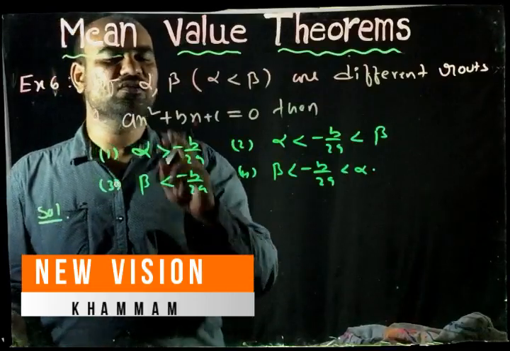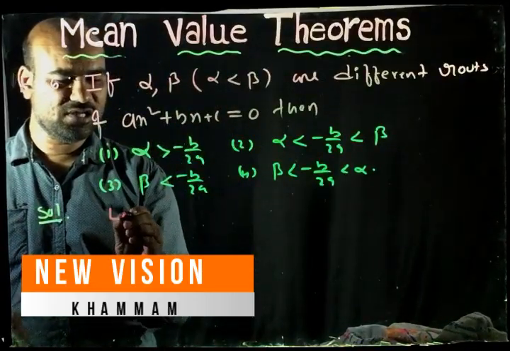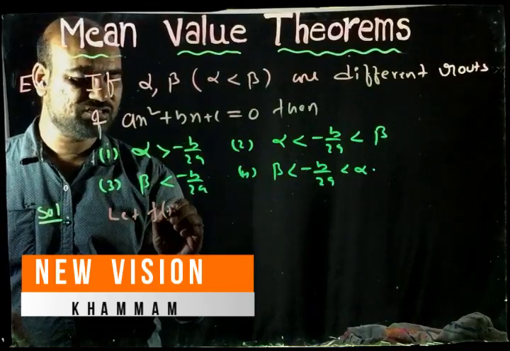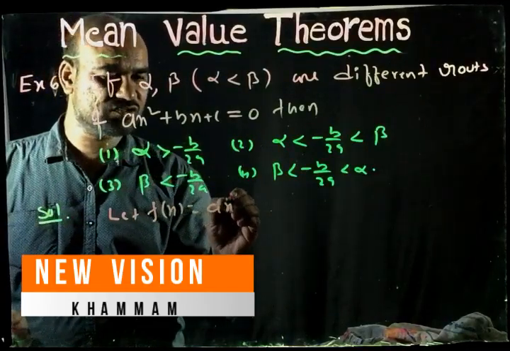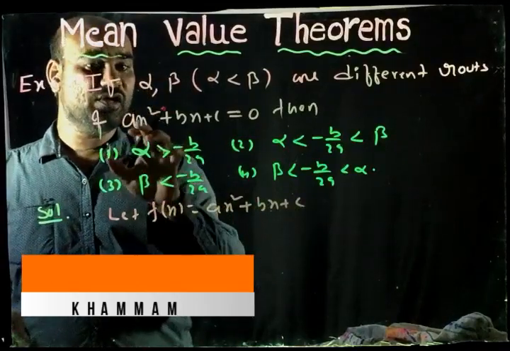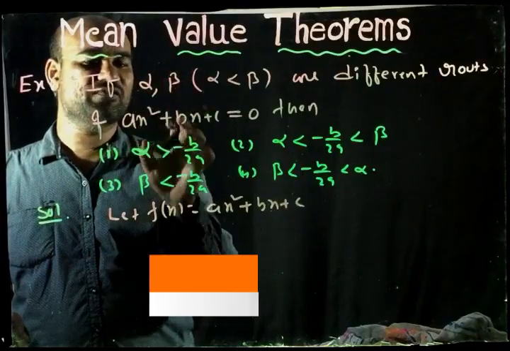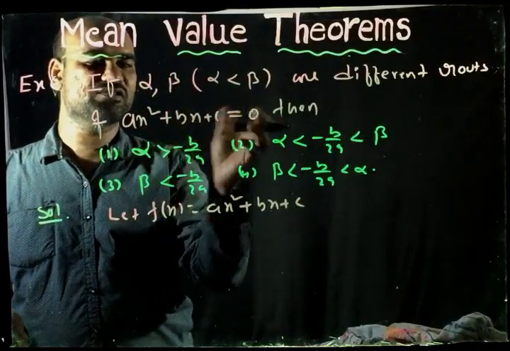First of all, alpha and beta are roots of this equation. Step 1: let f of x be taken as ax square plus bx plus c. Alpha and beta being roots means what? Alpha will satisfy, beta will satisfy: a alpha square plus b alpha plus c is 0 only.